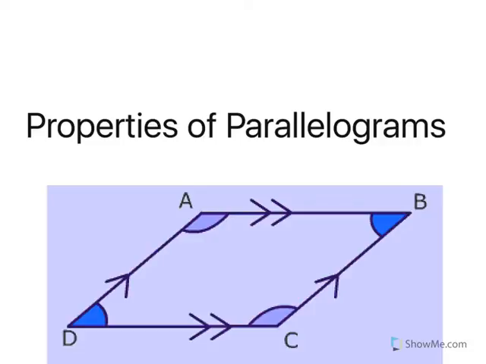Today we learned about the properties of a parallelogram. Parallelograms have two parallel sides here. Oops, sorry, that's the symbol for congruent. They have two sets of parallel sides, here and here. Opposite angles are congruent, and opposite sides are congruent.